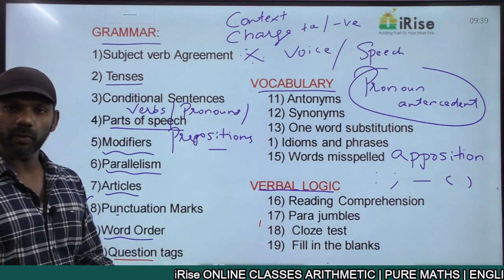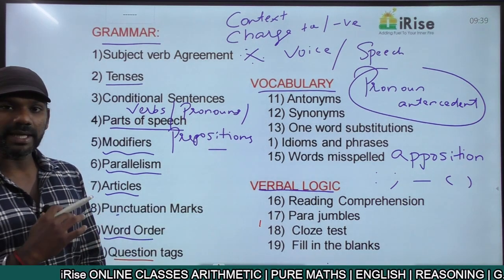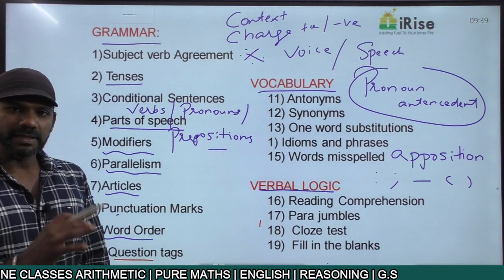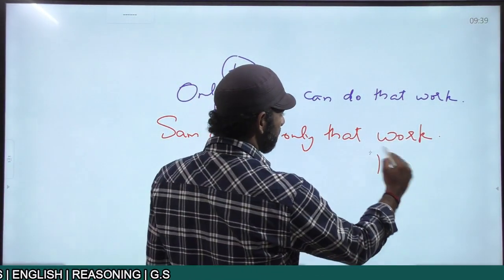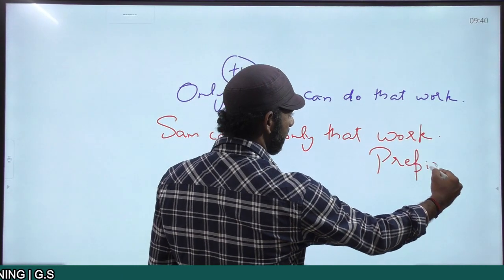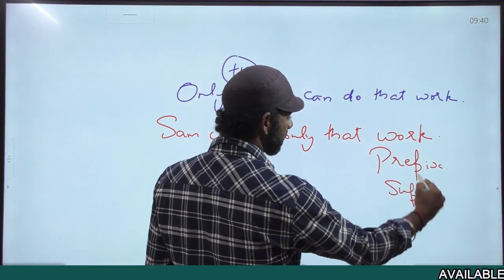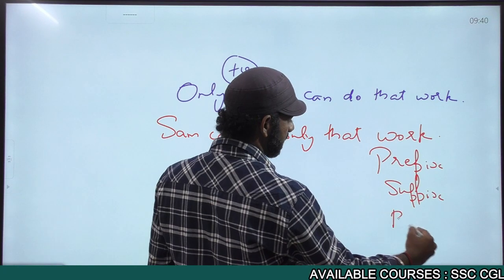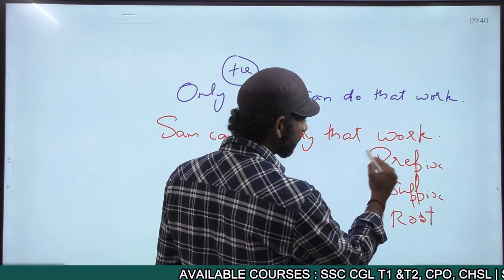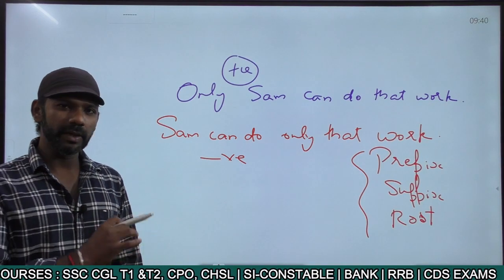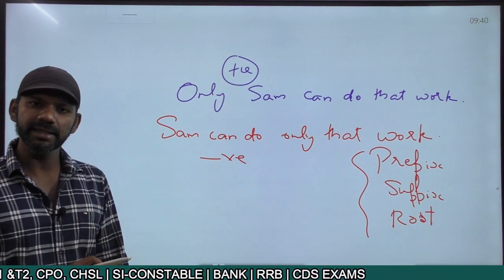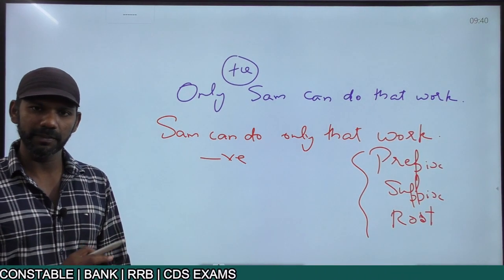Come to the second section, vocabulary. In the case of vocabulary-based questions, it's better that we start with these three: prefix, suffix, and root. Prefix, suffix, and root will surely help us in the case of vocabulary-based questions. You know what a prefix is. The letters that come at the beginning of a word are called a prefix.